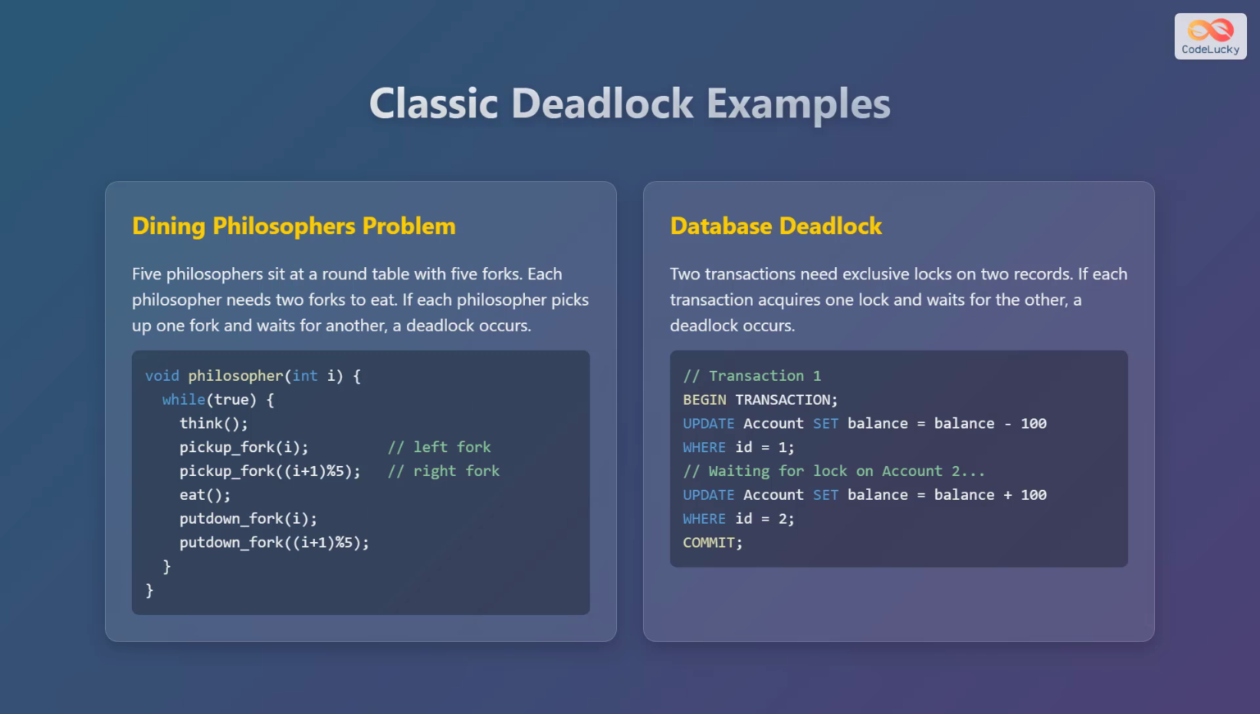Second example is database deadlock. 2 transactions need exclusive locks on 2 records. If each transaction acquires one lock and waits for the other, a deadlock occurs. The code snippet displays the database deadlock scenario.